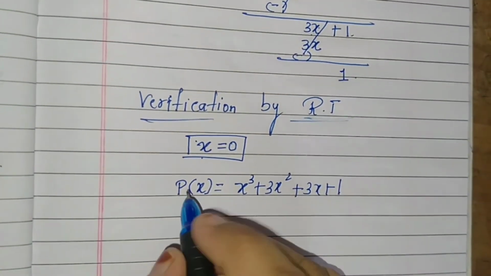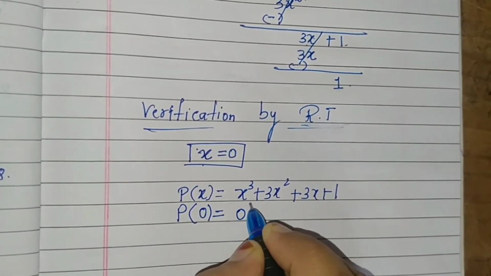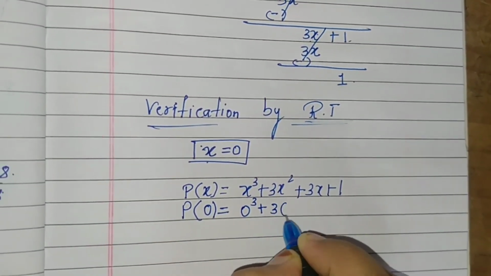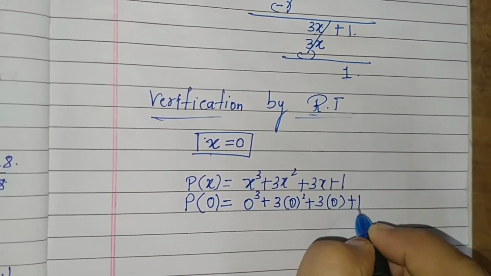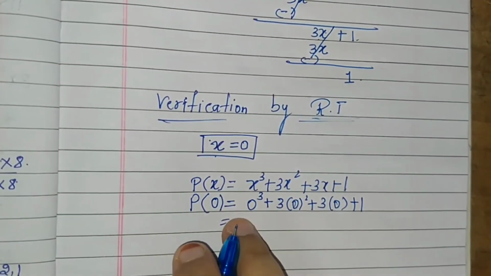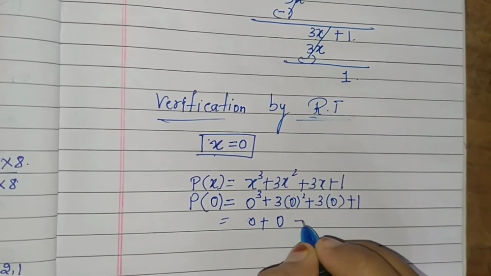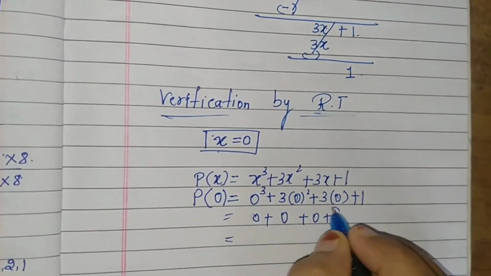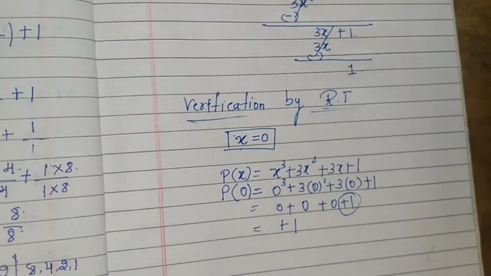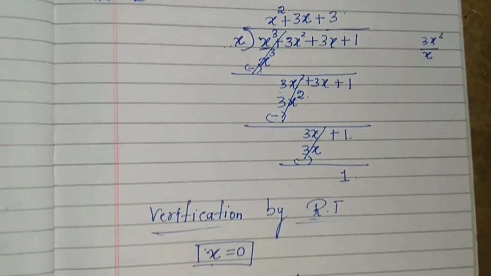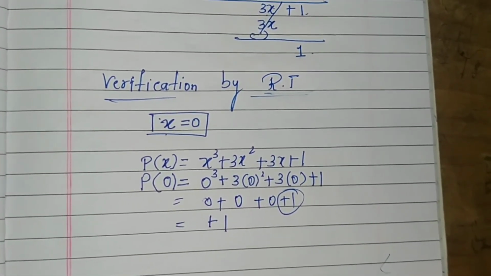Okay, so what you have to do now, p of 0 will be equal to 0 cube plus 3 into 0 square plus 3 into 0 plus 1. In place of x I am putting the value as 0. So 0 plus 0 plus 0 plus 1. So what is remaining here? Plus 1. So you can see here the remainder is plus 1. Okay. So this is the verification by remainder theorem.